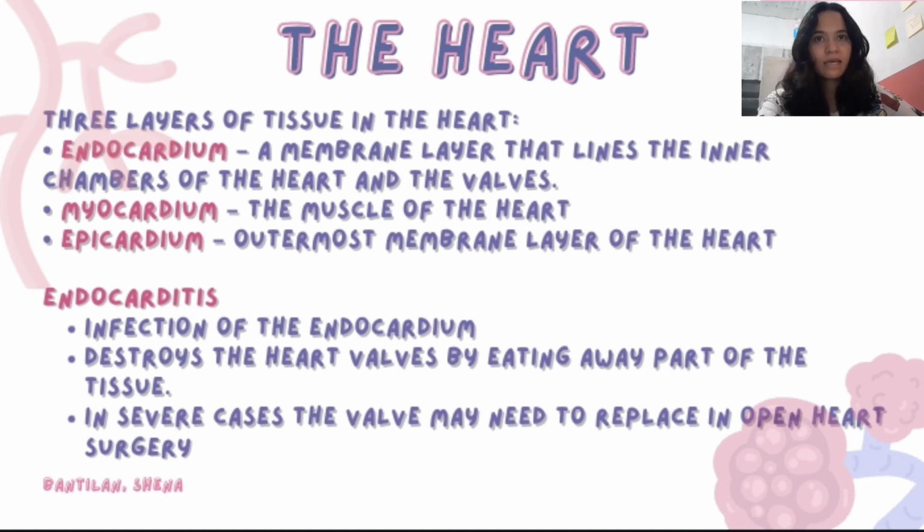There are 3 layers of tissue of the heart. We have the endocardium, a membrane layer that lines the inner chambers of the heart and the valves. We have the myocardium, the muscle of the heart, and lastly the epicardium, the outermost membrane layer of the heart. So when we say endocarditis, it is an infection of the endocardium.